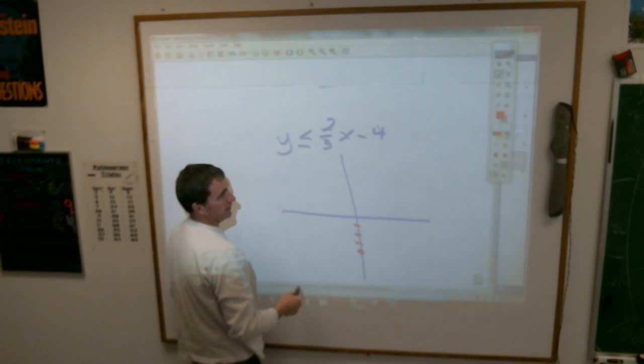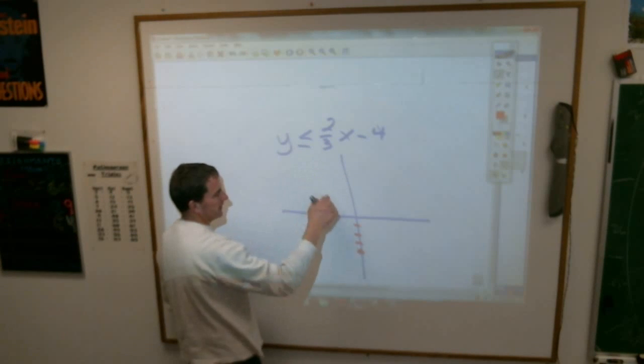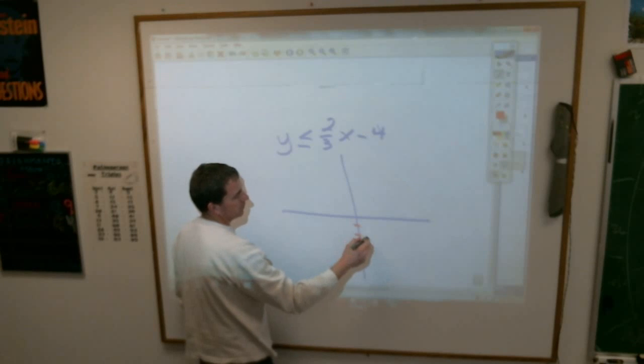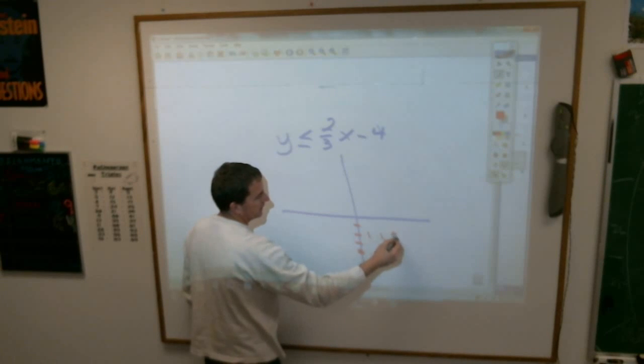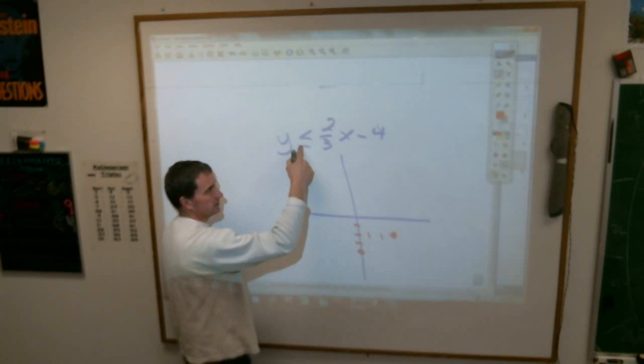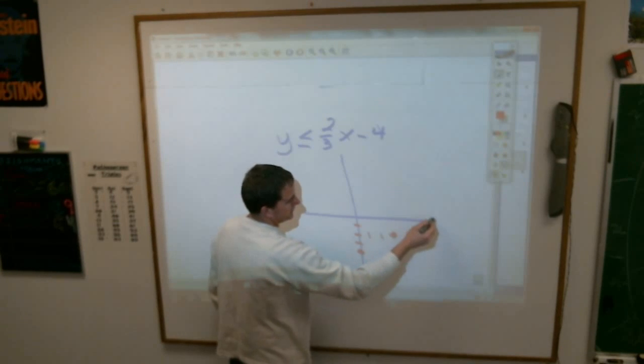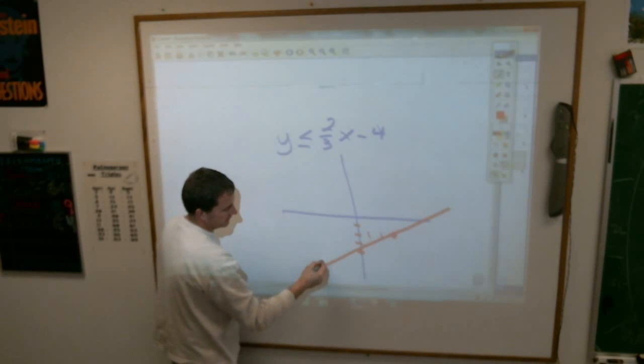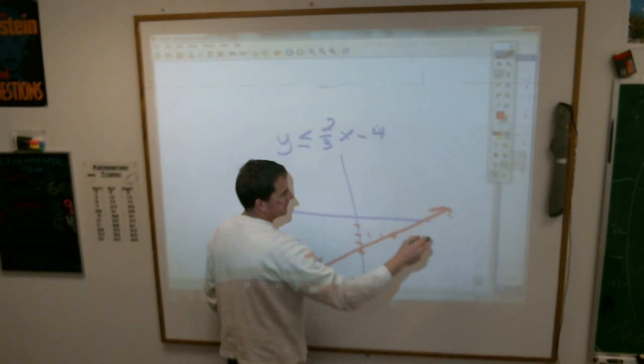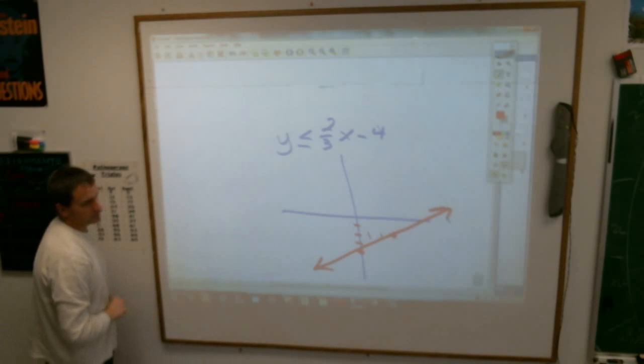Up 2 over 3. By the way, the slope is positive, still the same rule. 1, 2 over 3, 1, 2, 3. Here's where my line goes. Because there's an equal sign there, this is a solid line.